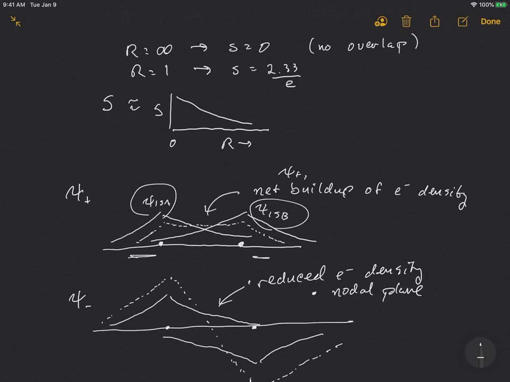This is starting to look like a wave function corresponding to some kind of electron sharing phenomenon, where the electron is shared between the two nuclei. It spends a fair amount of time in this region between the two nuclei, where it can experience the attractive potential of both nuclei. Also, it will be partially screening each nucleus from the other nucleus by effectively canceling the charge. And so we expect this to be a bonding orbital.